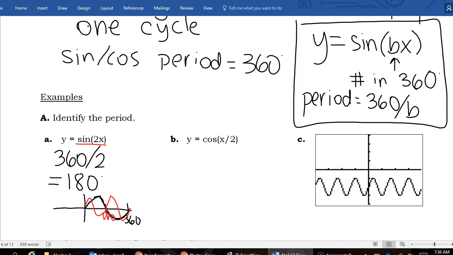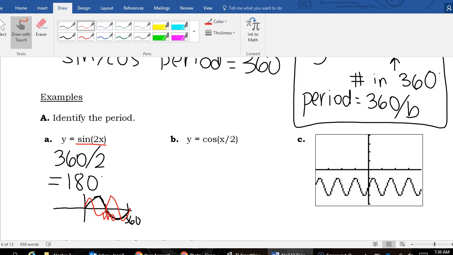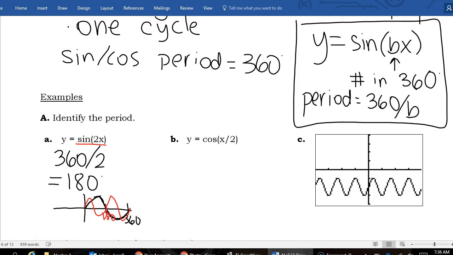Letter B, cosine of x over 2. Cosine x over 2 means that my b is a half. So I am going to do 360 divided by a half, and I'm going to just go 0.5 to make that easier if you're using a calculator, but that's going to be 720 degrees.